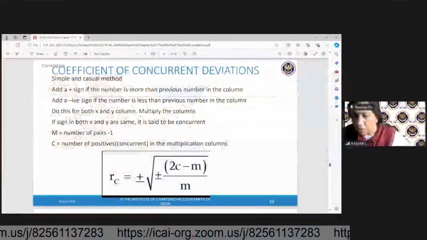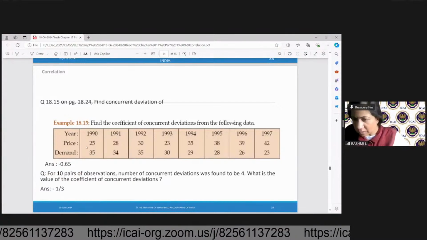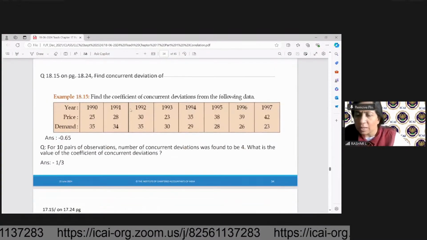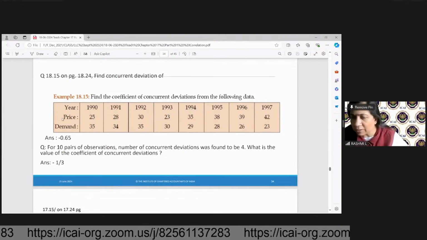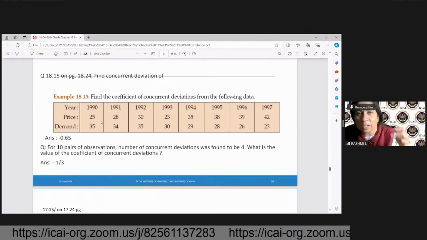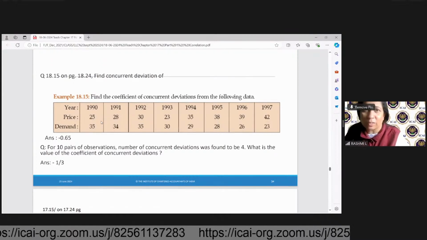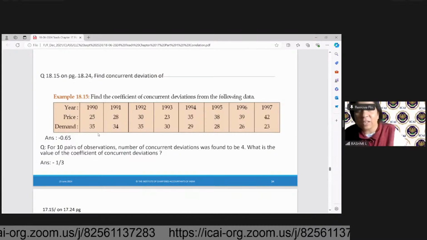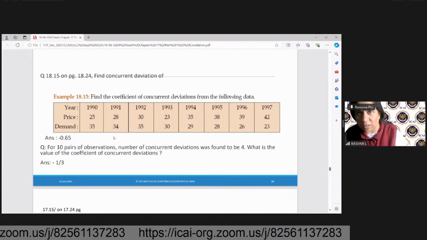Okay. So what you have to do? Now let us see. This is the sum. So what is given to us? Year is given, 1990 to 97. Price is given and demand is given. Now you know the relation. You've all studied economics. What is the relation between demand and price? We are trying to see whether there is a positive relation, negative relation, or no correlation.